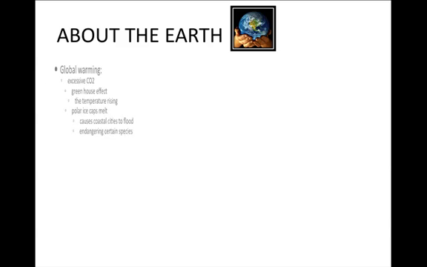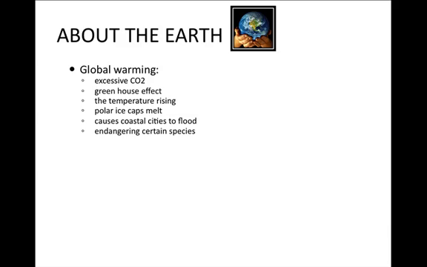About the Earth. Global warming is caused by an excessive amount of carbon dioxide concentration, which in turn causes a greenhouse effect and the temperature rising. Polar ice caps melt, and in turn, coastal cities flood, leading to endangerment of certain species.